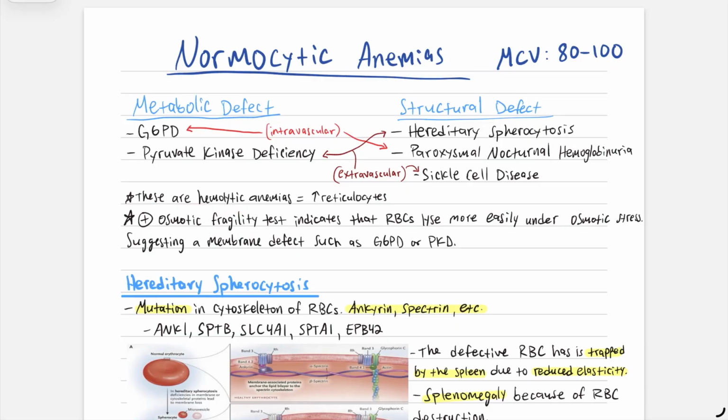Another important point is the osmotic fragility test. And a positive test here indicates that red blood cells lyse more easily under osmotic stress, and that suggests a membrane defect, such as G6PD deficiency or pyruvate kinase deficiency.